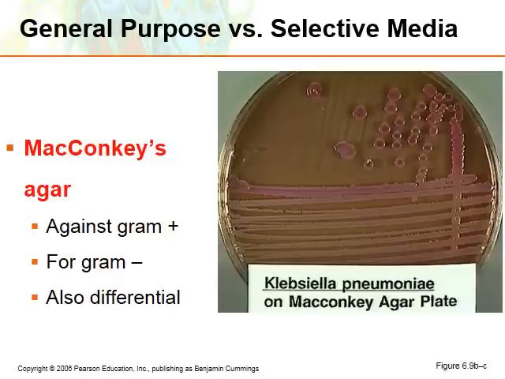But MacConkey's is also differential. So if you look at this plate right here, you can see that the individual colonies are kind of maroon in color. If they're maroon in color, what that means is this particular bug can utilize lactose. If not, then they're a nice creamy color. Okay, so what you know about the microbe on this plate is that it can utilize lactose and it's a gram-negative organism.